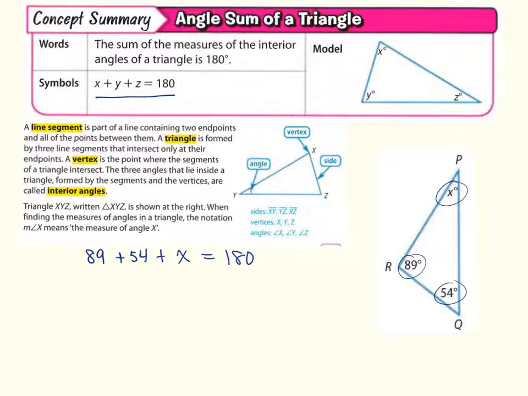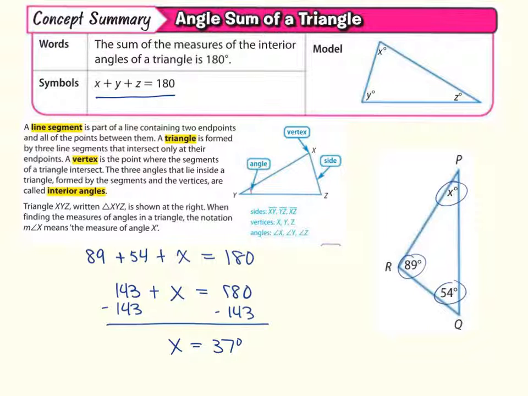Okay, so now your second step on your notes says to simplify. So I'm going to simplify as far as I can until I figure out what x is. So 89 plus 54 is 143. Bring down the x. So then the only thing left to do is subtract 143 on both sides in order to figure out what x is. So this is the solving part. And once you subtract 180 minus 143, you will get 37 degrees. So x up there is equal to 37 degrees.